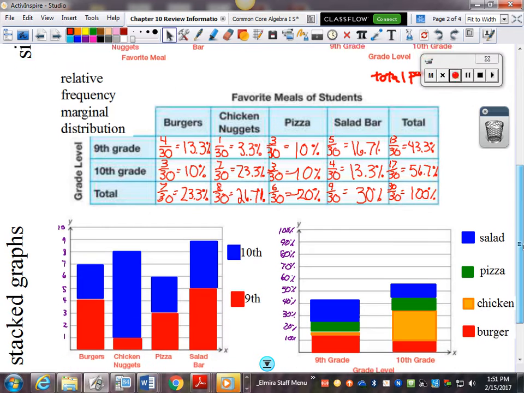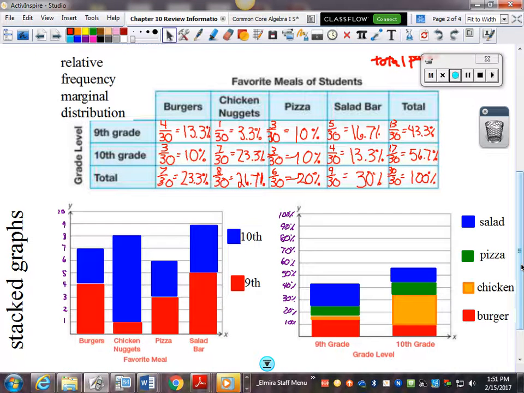We could also make stacked bar graphs. Now the book had you make stacked bar graphs by percent, and you don't have to. I mean, that's not a rule that all stacked bar graphs always have to be percents. So I made one of each kind. I made one stacked bar graph with just the actual numbers, like the 4, the 3, the 1, the 7, the 3, the 3, the 5, the 4, etc. And it's basically the same idea as above, except that instead of having these two bars side by side, they're stacked one on top of each other.